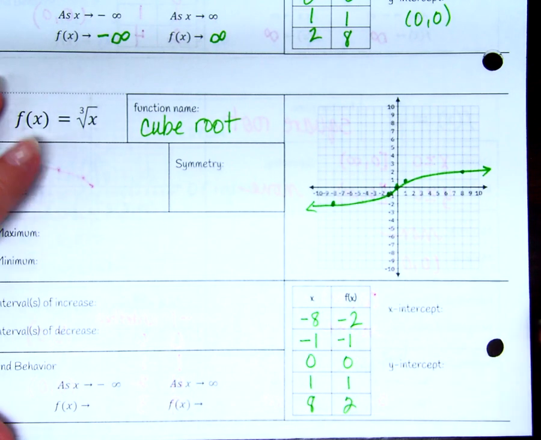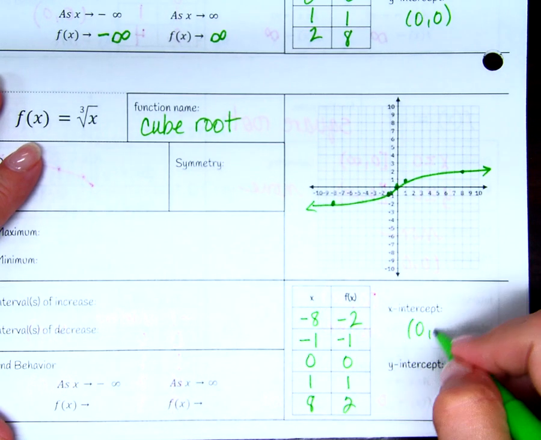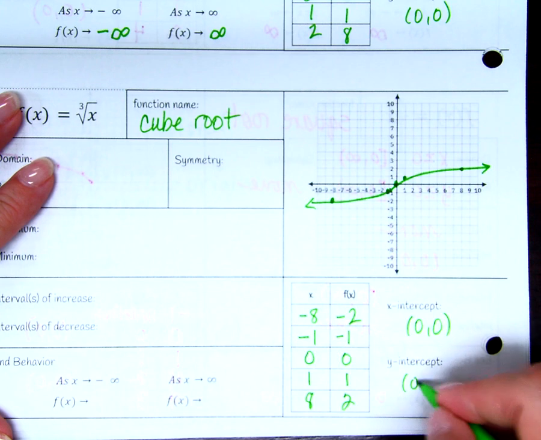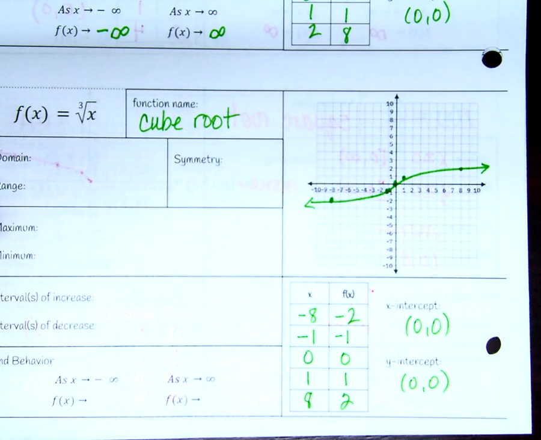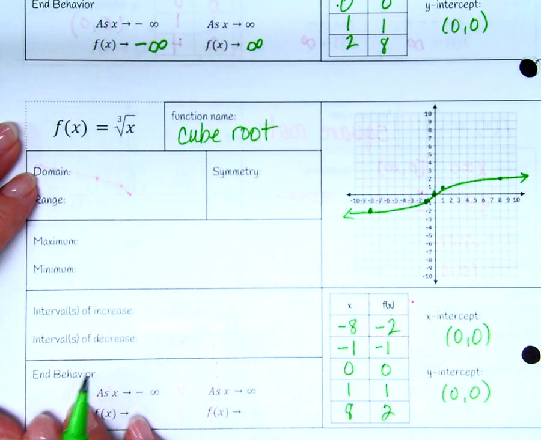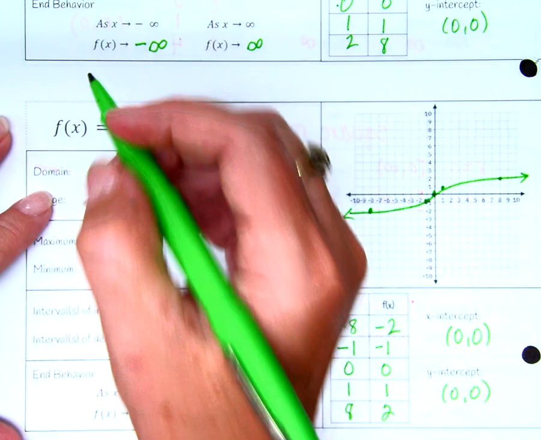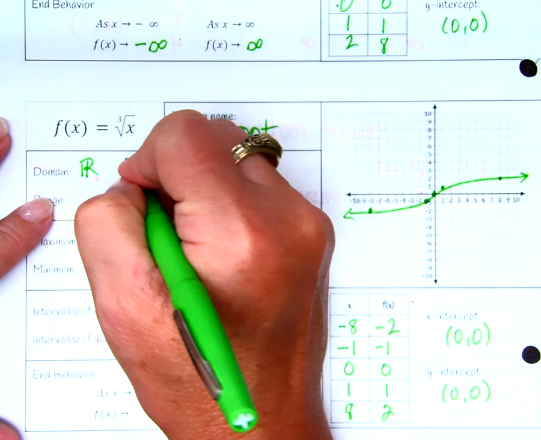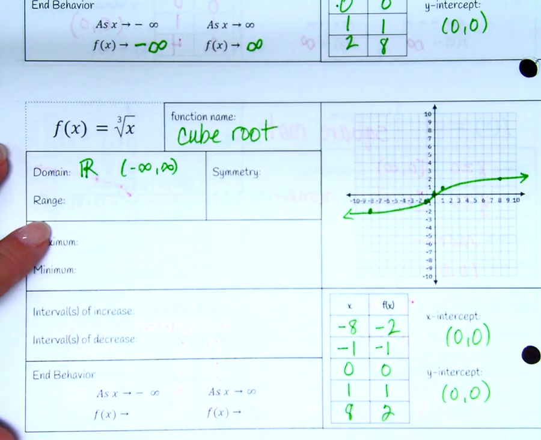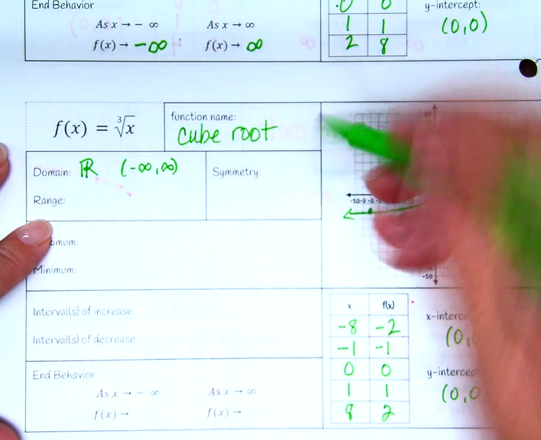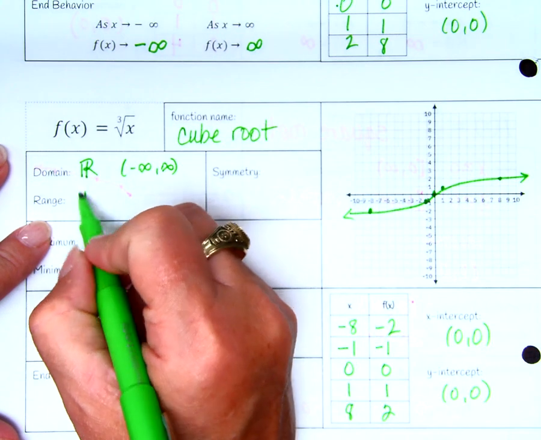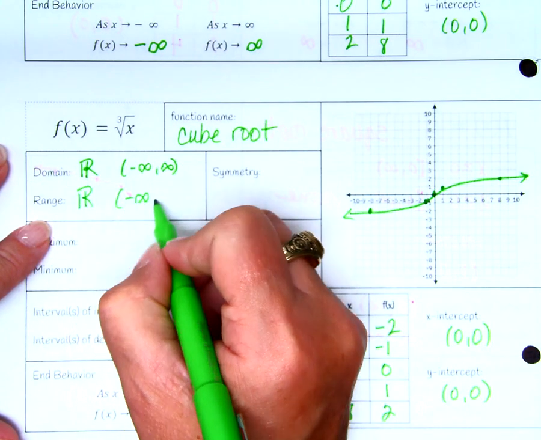X-intercept? Good. Y-intercept? Also 0, 0, right? Okay. What's a domain? How far left does it go? How far right does it go? All the way, all the way. So all real numbers, which is -infinity to +infinity. What about the range? How far down does it go? How far up does it go? Same thing. All real numbers, -infinity to +infinity.